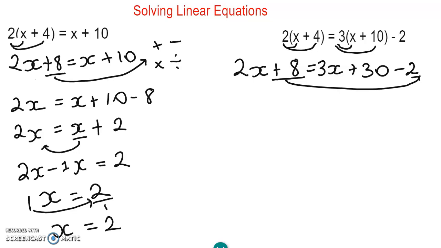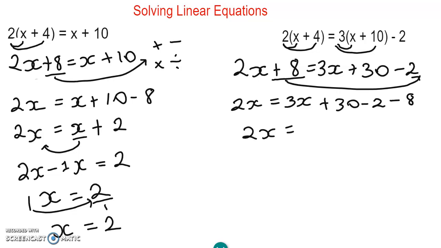So our new equation is going to be 2x equals 3x plus 30 minus 2 minus 8. And we can just go ahead and solve that. So 30 minus 2 minus 8 is 20. So we've got 2x equals 3x plus 20.